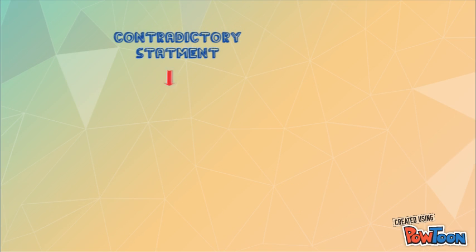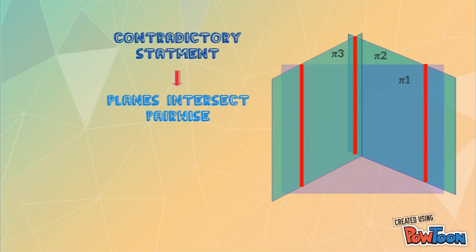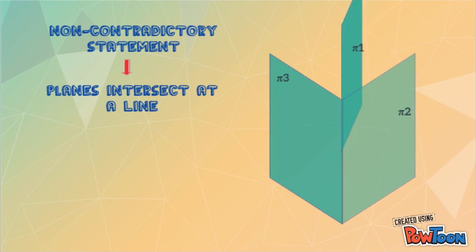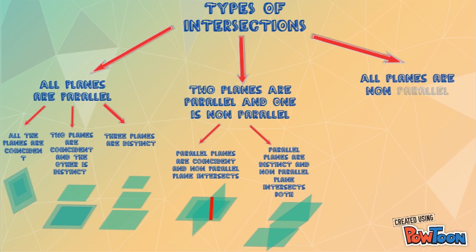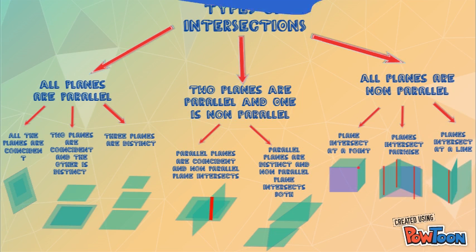In the case of a contradictory statement, the three planes intersect pairwise. Since there is no one solution that satisfies all three planes, the system is inconsistent. In the case of a non-contradictory statement, the three planes intersect at a line. Since there is a solution that satisfies all three planes, the system is consistent. Now we know that there are three possible cases for when all three planes are not parallel. They can intersect at a point, intersect pairwise, and intersect at a single line.